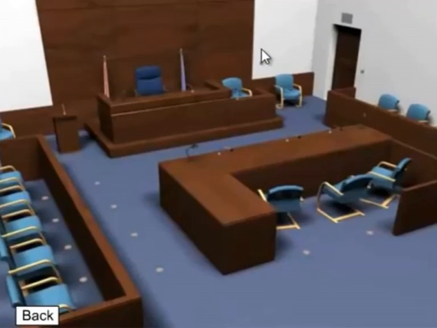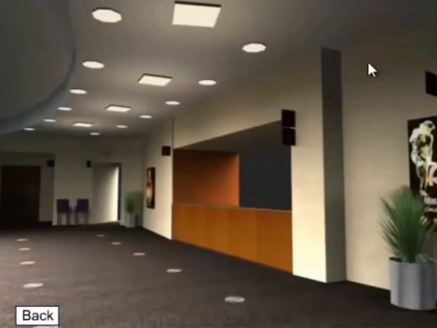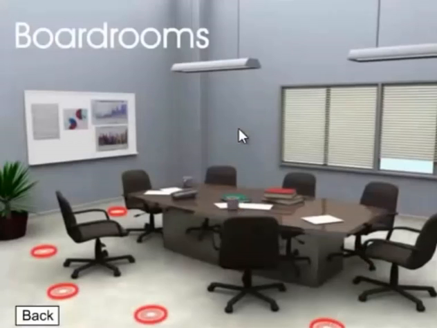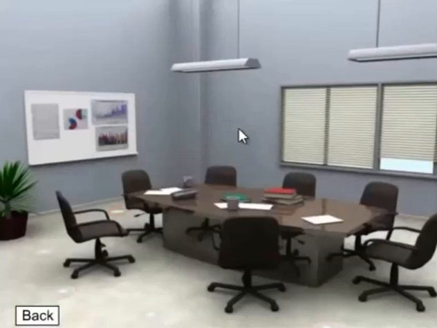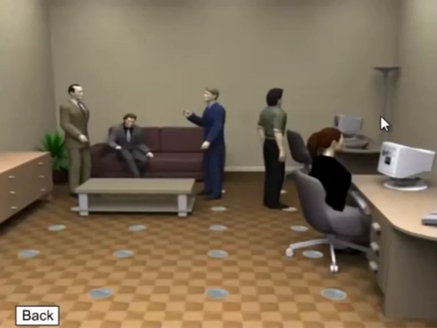Courtroom. The ease of reconfiguration and low noise levels makes underfloor ideal for places such as courtrooms. Hotel. Underfloor products can be used with raised floor systems for seamless integration with hotel lobbies. Boardroom. Underfloor products can be used with raised floor systems for inconspicuous integration with offices and boardrooms. Office. The individual control and ease of relocation unique to underfloor diffusers makes them the right choice for offices.